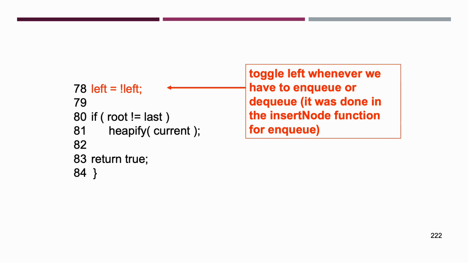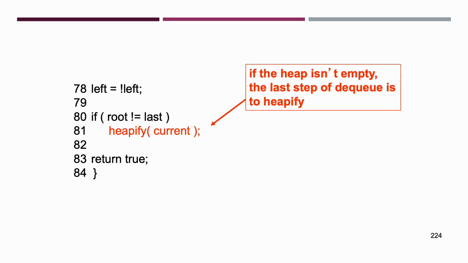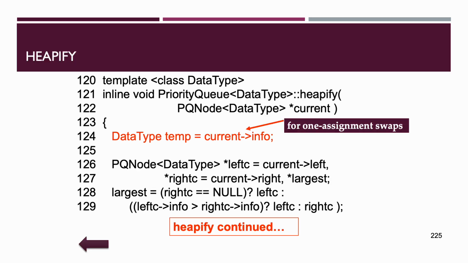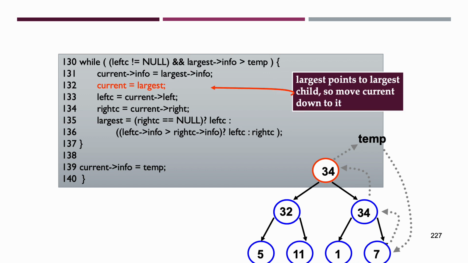Okay, now we'll toggle left whenever we have to enqueue or dequeue. It was done in the insert node function for enqueue. This current was set to the actual root previously. If the heap isn't empty, the last step of dequeue is to heapify. So this is the heapify code, where this line is used for one assignment swaps. Okay, so here this is the one assignment swap. Here largest points to the largest child, so move current down to it.